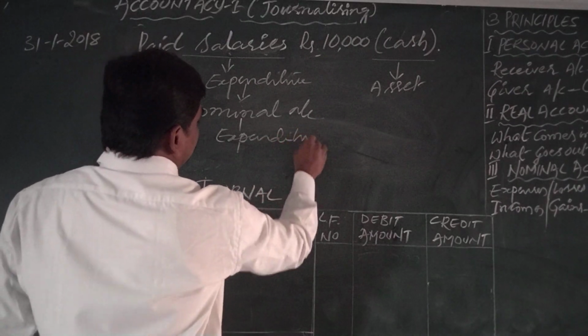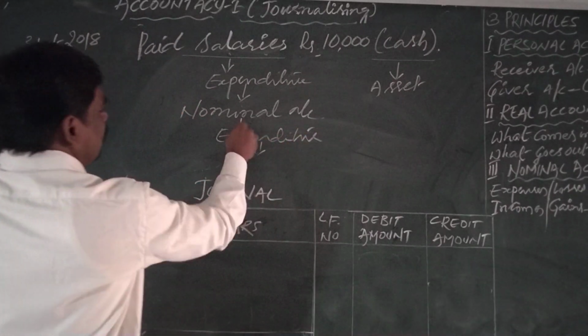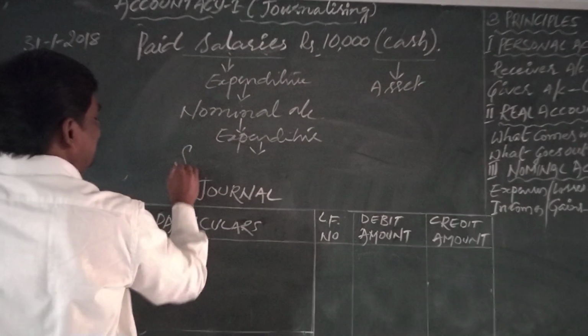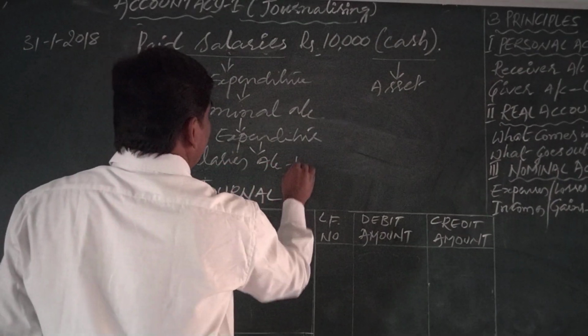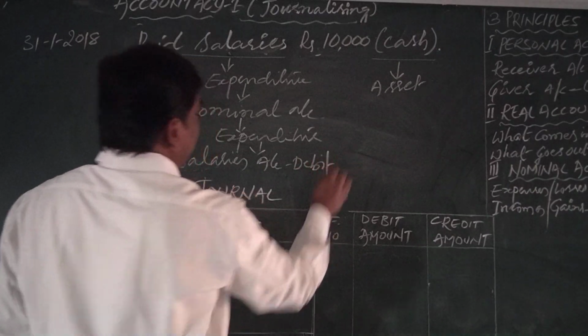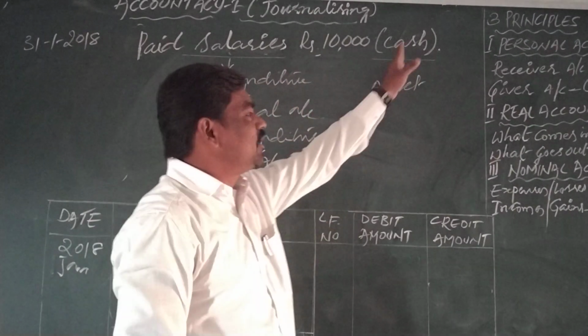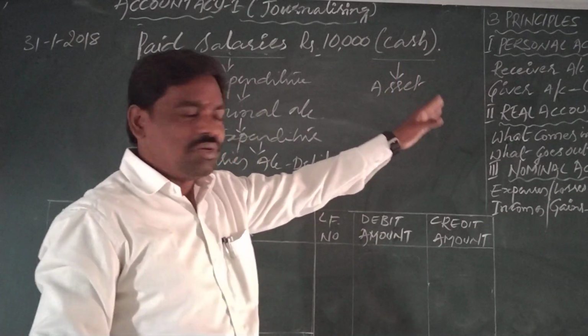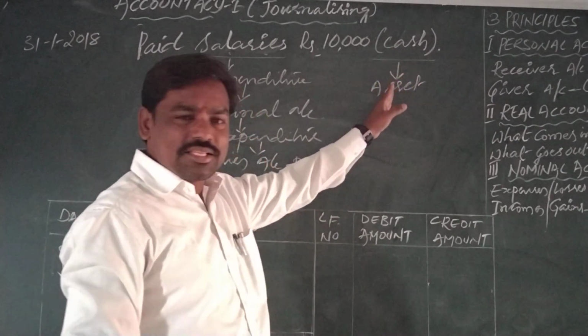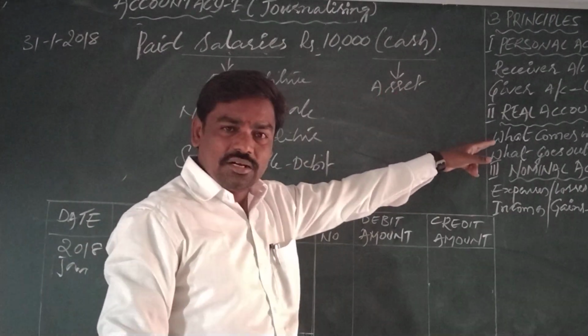Expenditure. So all expenses should be debited. So the salaries account should be debit. Okay. Then come to the second aspect, that is cash. Cash is related to real account. Why? Because cash is an asset. So assets come under real account.